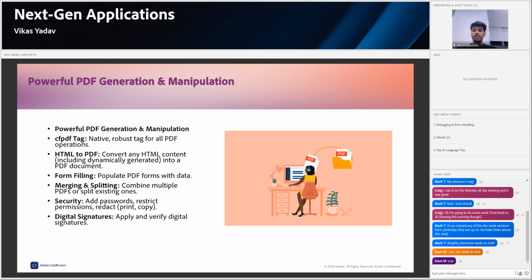We can convert any HTML content to a PDF document, and we can also do merging, splitting, combining multiple PDFs, and splitting the existing one. We can add a password, redact. We can also have the digital signature. So all kinds of PDF manipulation and generation are powered by ColdFusion. ColdFusion has a great capability to do all these. And recently, ColdFusion has got a new engine for PDF generation and manipulation.